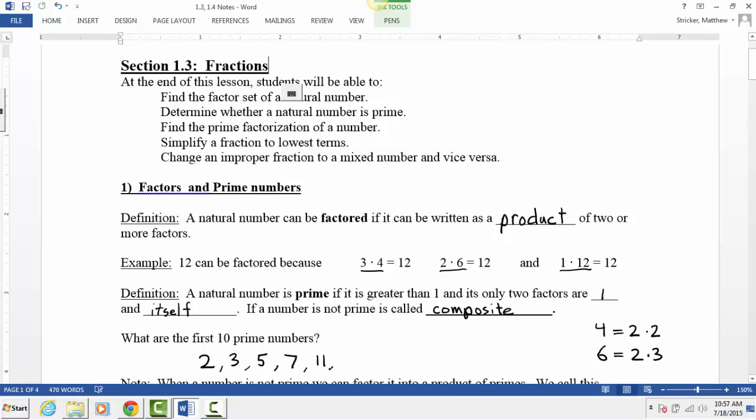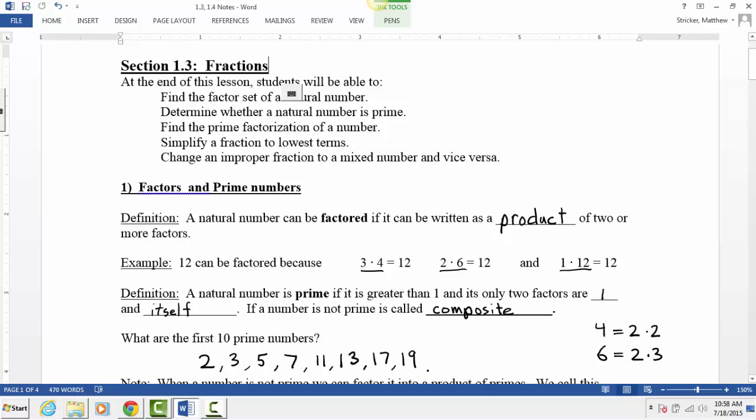What about 12? What do you think about 12? Is 12 prime? Nope, you've got different factors there of 12 other than 1 and 12. You have 2, you have 3, you have 4, you have 6. 13, however, is prime. 14 is not, 15 is not, 16 is not, but 17 is. 18 is not, but 19 is.